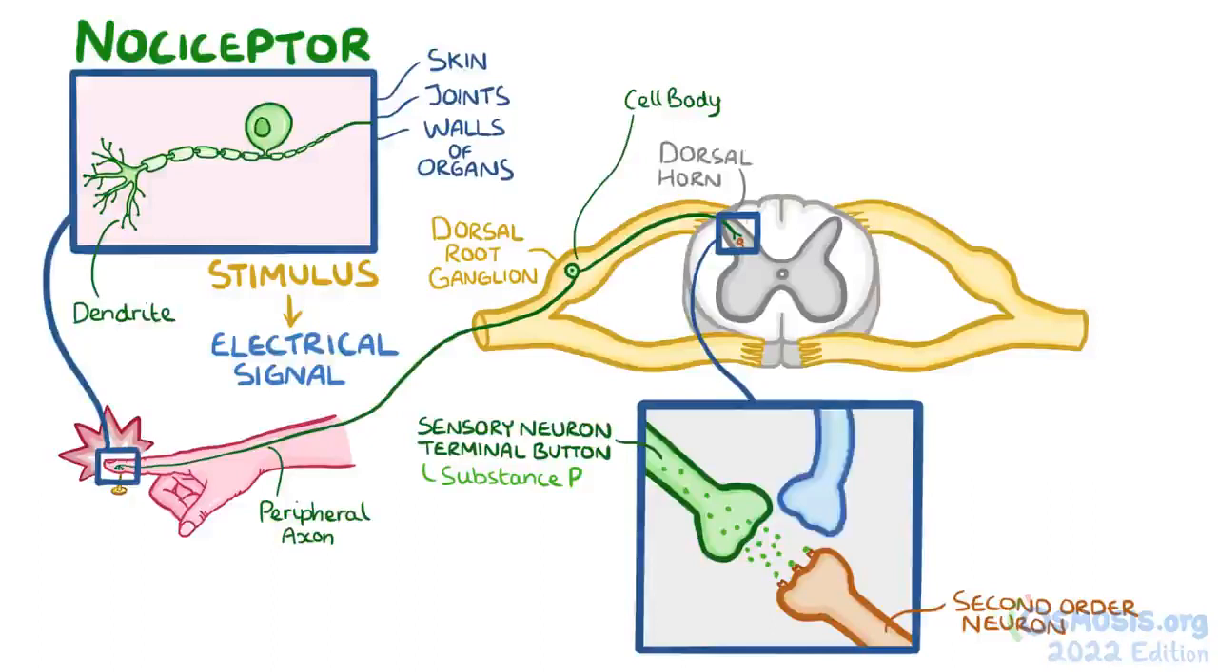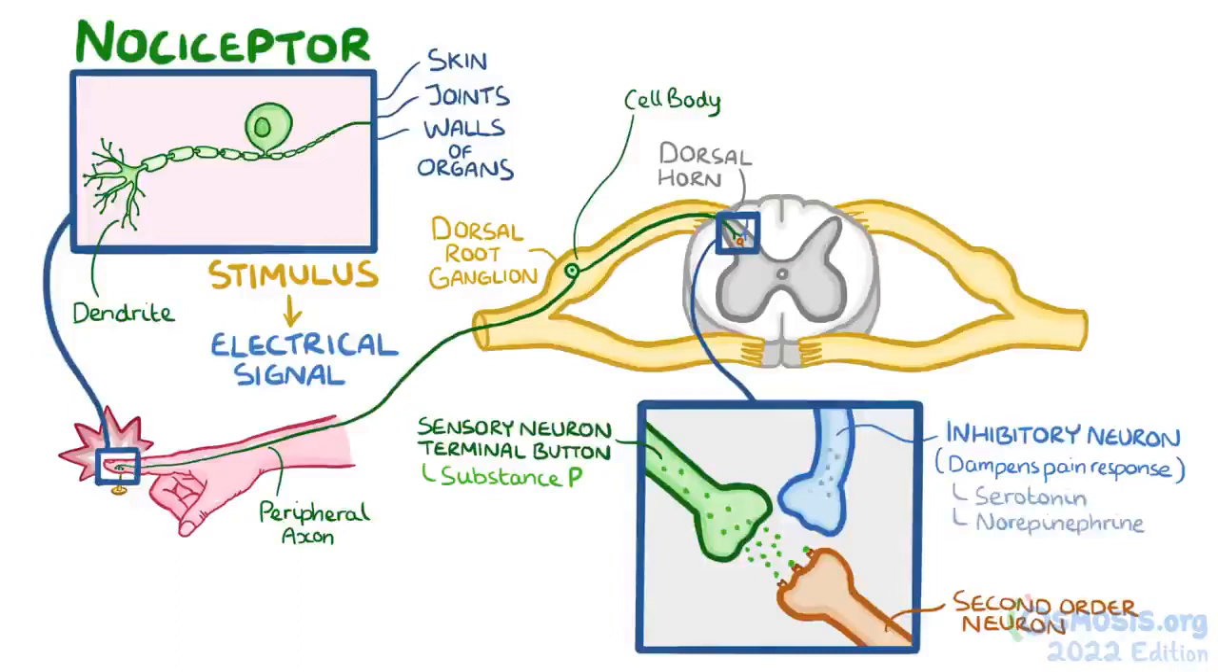There's also a separate group of neurons called inhibitory neurons in the spinal cord, and they dampen or reduce the pain response, counteracting the effect of nociceptors. These inhibitory neurons release neurotransmitters such as serotonin and norepinephrine, and they also act on the second-order neuron in order to inhibit the pain signal.